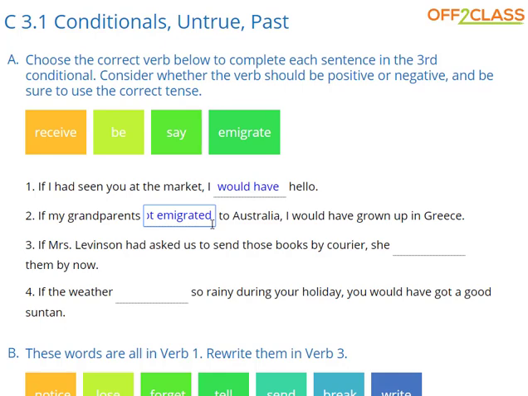Sorry, let me rephrase that. If her grandparents had not immigrated to Australia, meaning that they did do it, it's an untrue statement, meaning they had immigrated to Australia. So if my grandparents had not immigrated to Australia, meaning they did go to Australia, I would have grown up in Greece. Right? Does that make sense? Because they had immigrated. My grandparents had not immigrated to Australia.